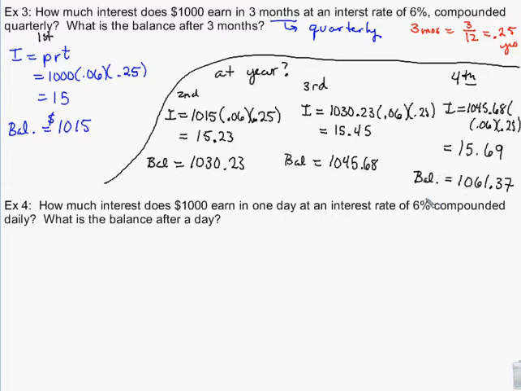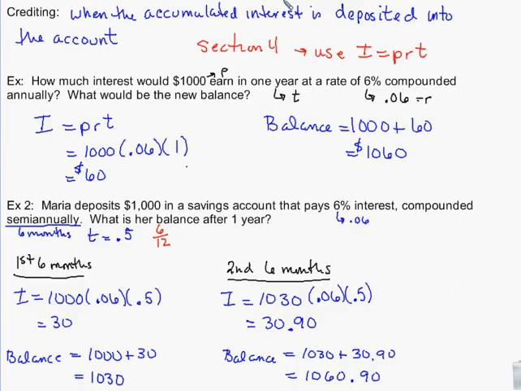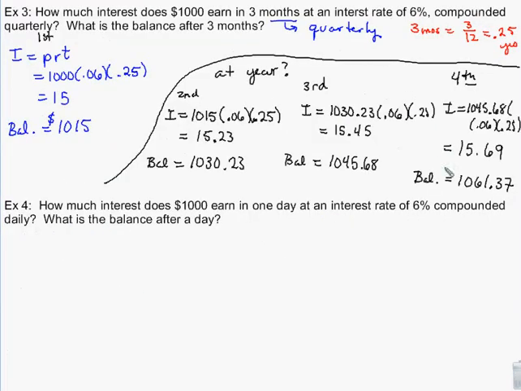Okay, so at the end of a year, if we used one compounding, one time, we end up with 1060. If we compounded twice, we had 1060.90. If we compounded 4 times, we end up with 1061.37. The only difference between these different accounts, same amount of money, same interest rate, is the number of calculations done per year, and it's making a $1.37 difference.